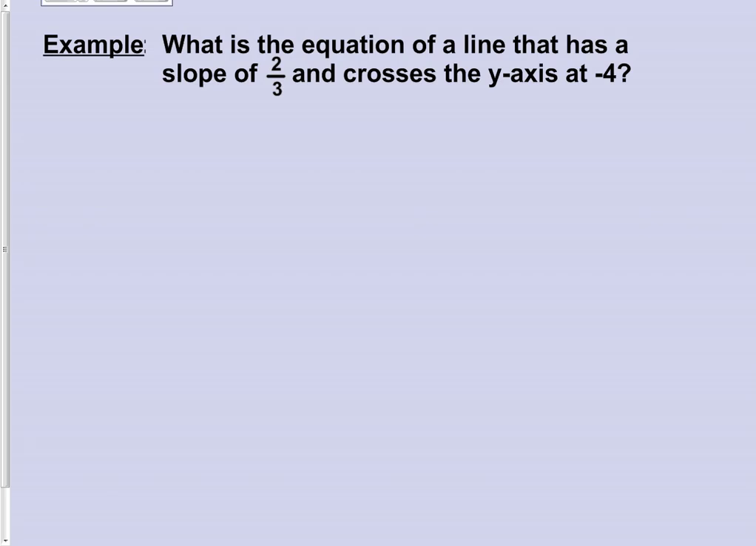Okay, let's take a look at an example here. Actually, we've got several examples we're going to be looking at today. What is the equation of a line that has a slope of 2/3 and crosses the y-axis at -4?